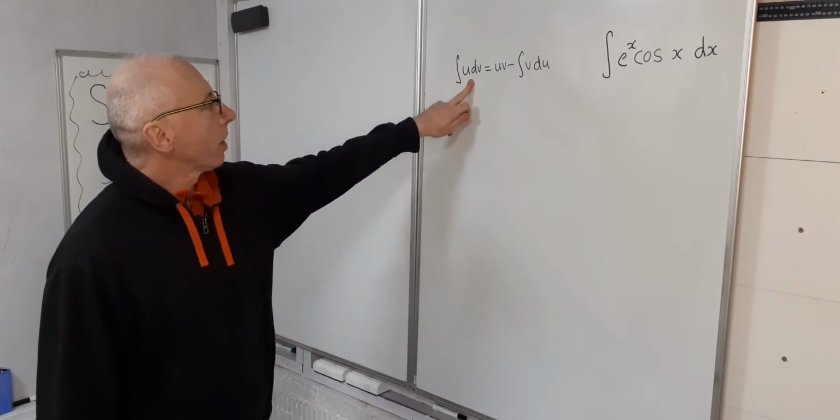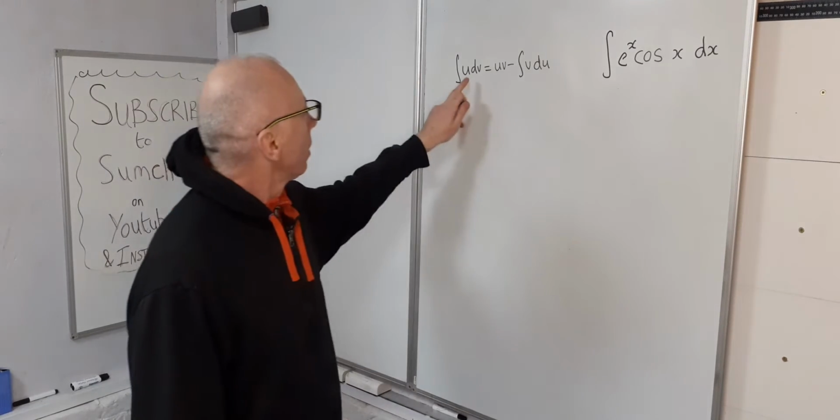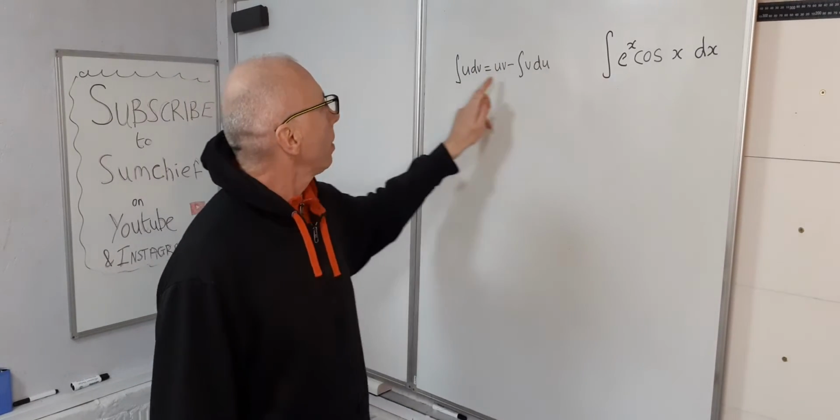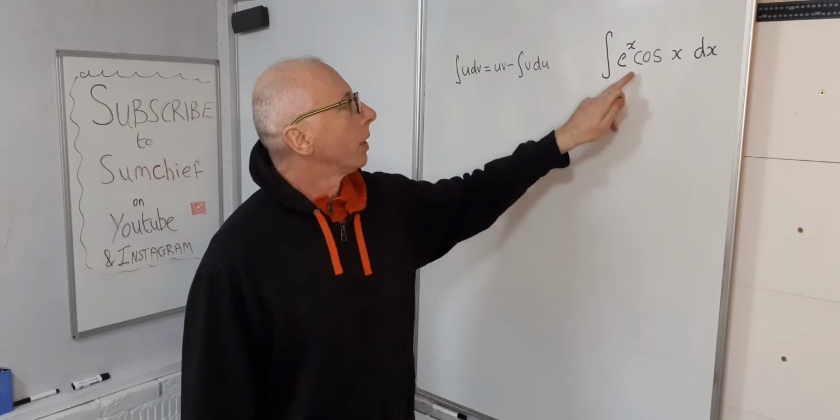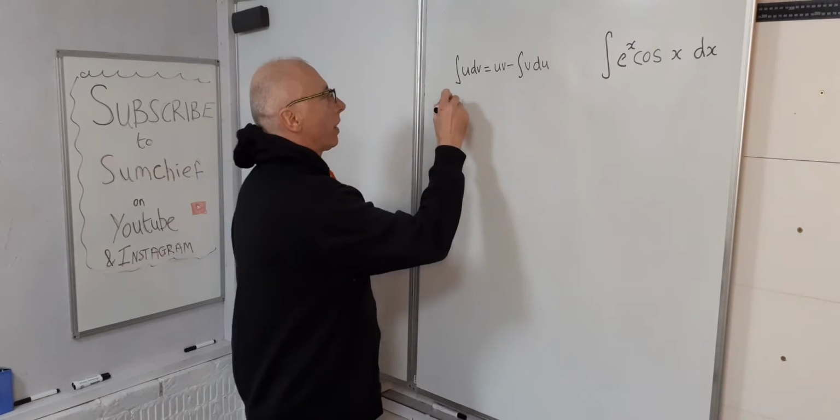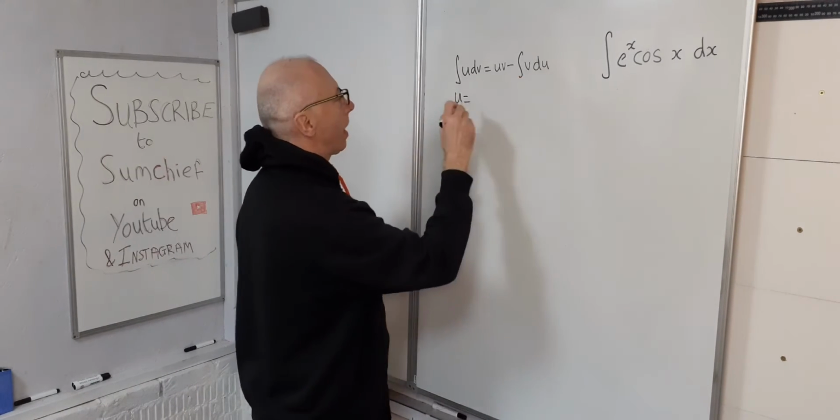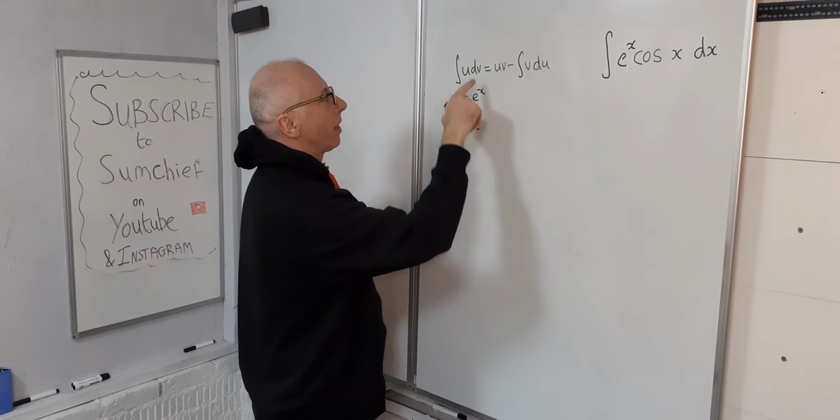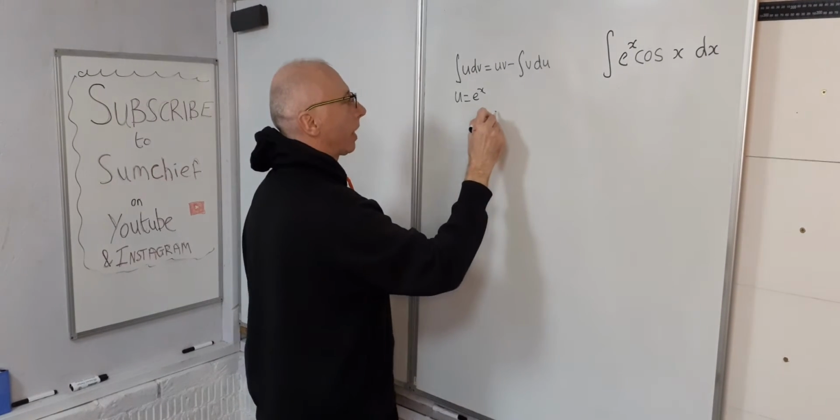Okay, so what we have to do next, assign a u to one of these and a v to the other one. So let's go straight into that. So u, we can just let that be e to the x, and the dv will be cosine x.